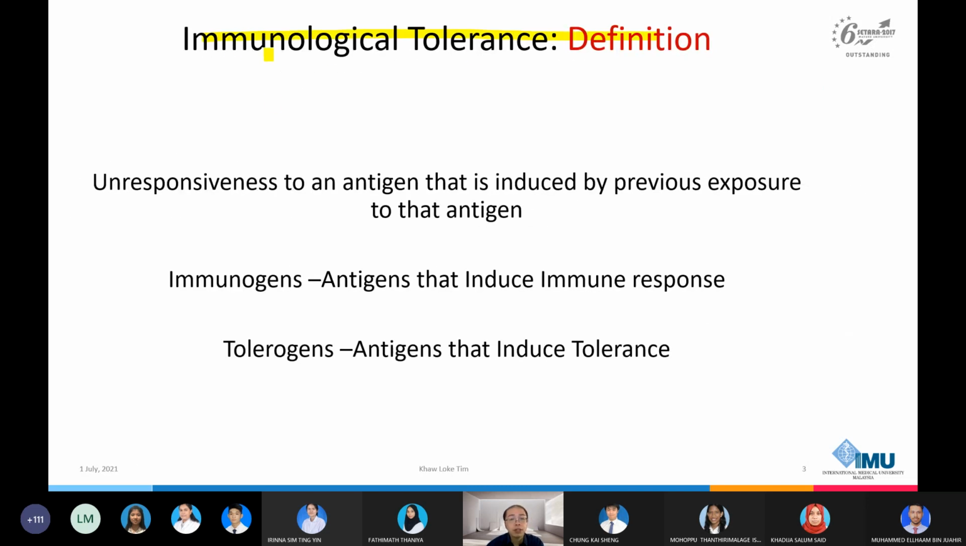So first, we need to define immunological tolerance, which means unresponsiveness to an antigen that is induced by previous exposure to that antigen. Antigens that induce an immune response are known as immunogens, and vice versa for tolerogens, which are antigens that induce tolerance.